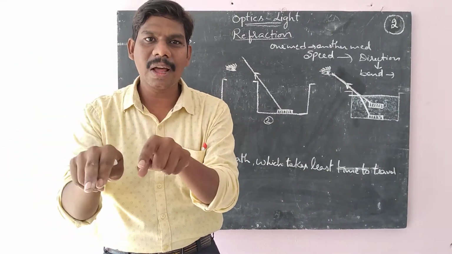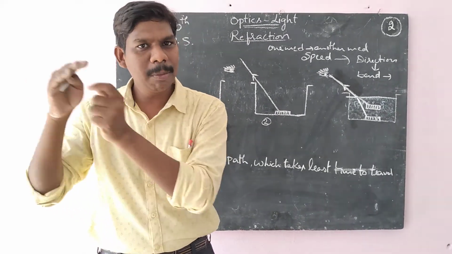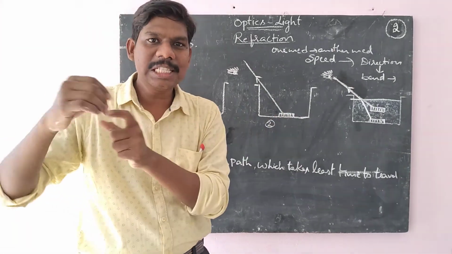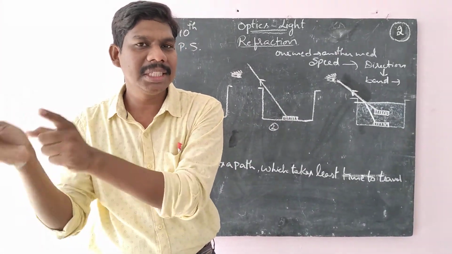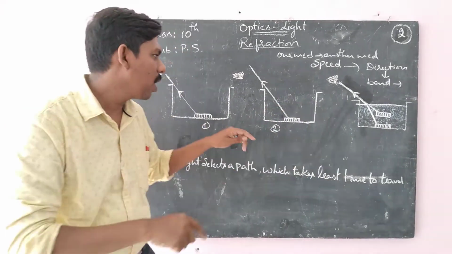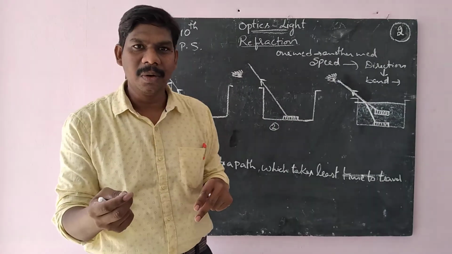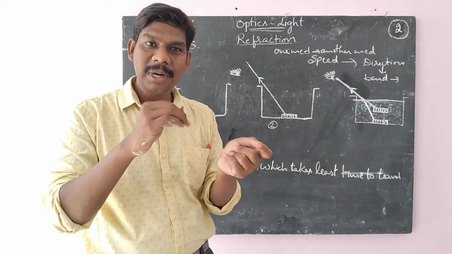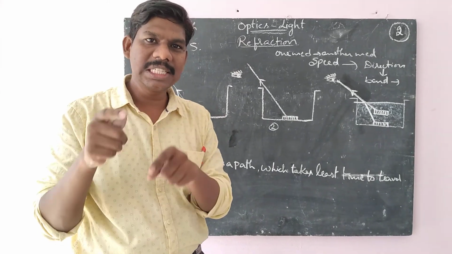Just like that, light also, when it travels from one medium to another medium, changes its speed. Due to the change in speed, it changes its direction. That change in direction results in refraction. But every time we are seeing medium 1, medium 2 like that. Why can't we define two media? About the media and the speeds of light in the media, we will see in the next session.